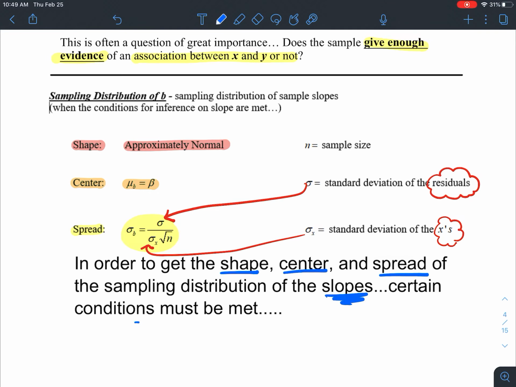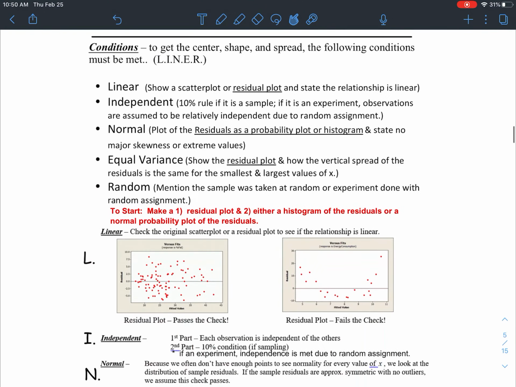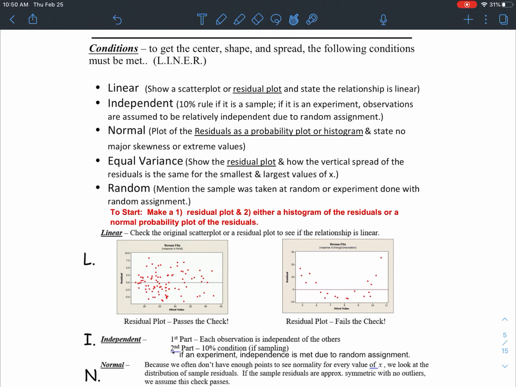Now, in order for you to state the shape, the center, and the spread of your sampling distribution for your slopes, there are certain conditions that you have to first show that you have met. This is a pretty long list of conditions. I'm going to walk you through this list, and then we're going to fill in some blanks and apply it to an example on the following page. But this page here as well, I have an example just to talk through.